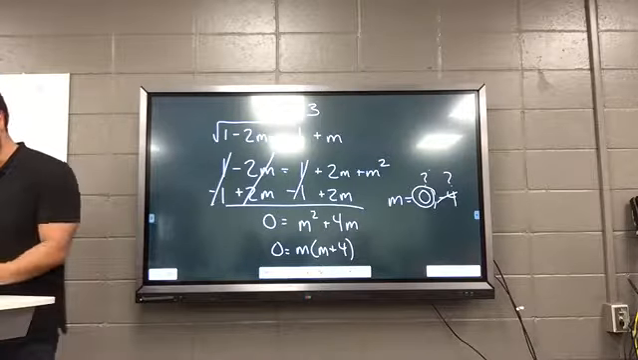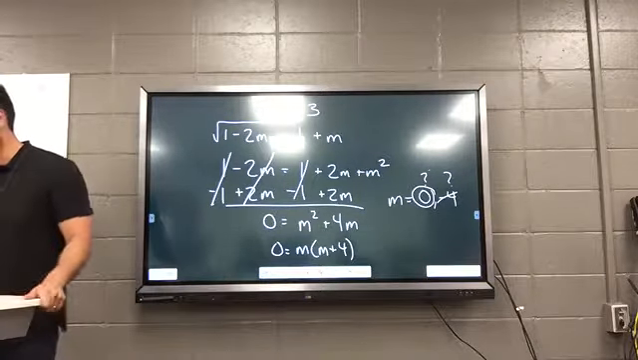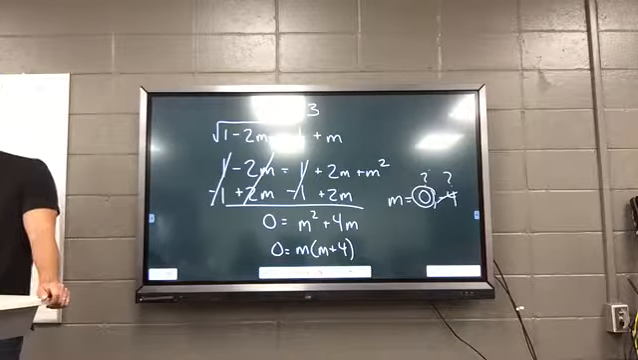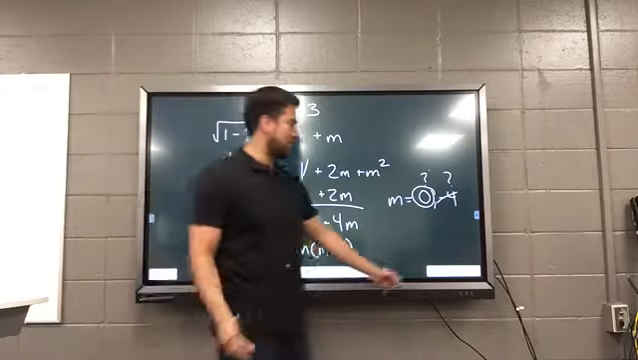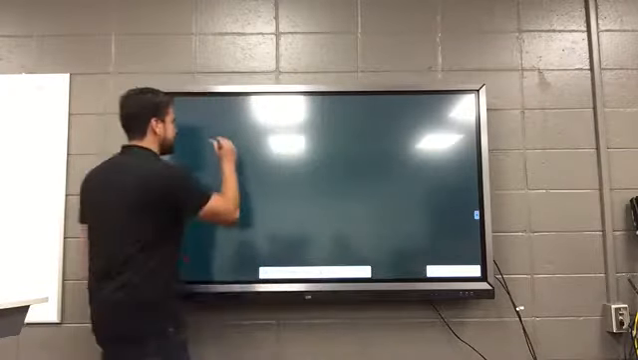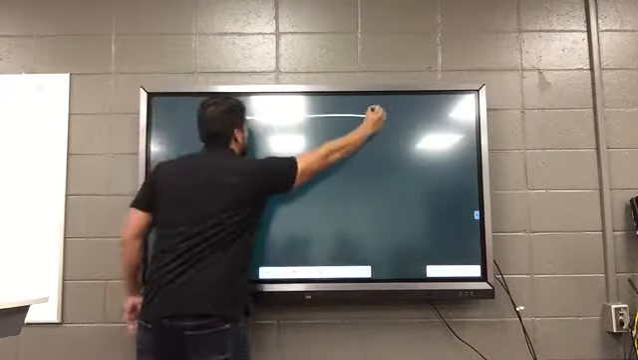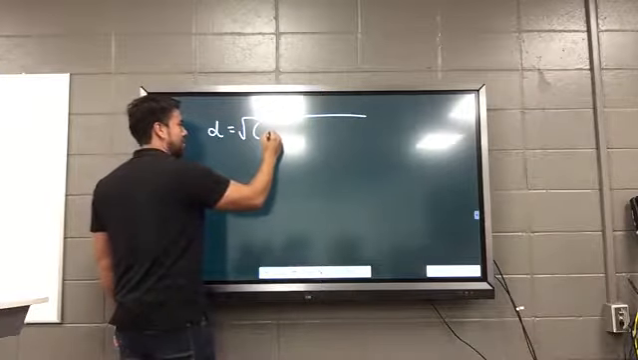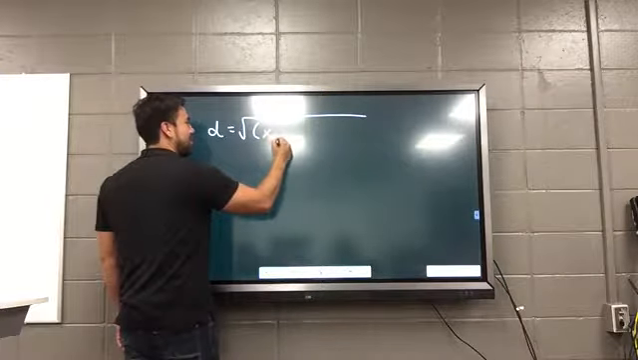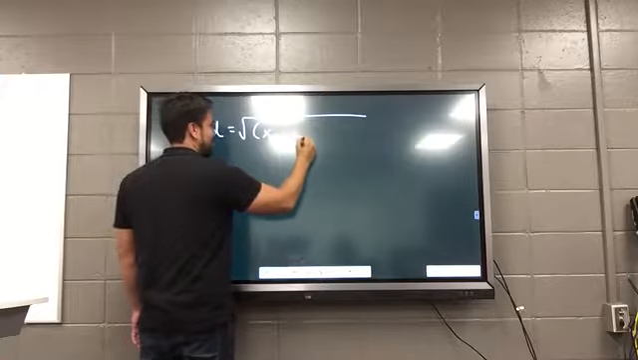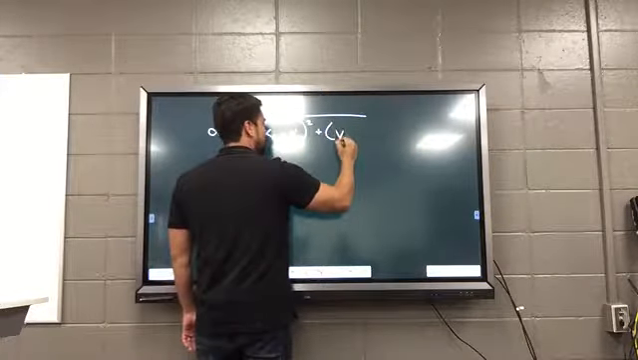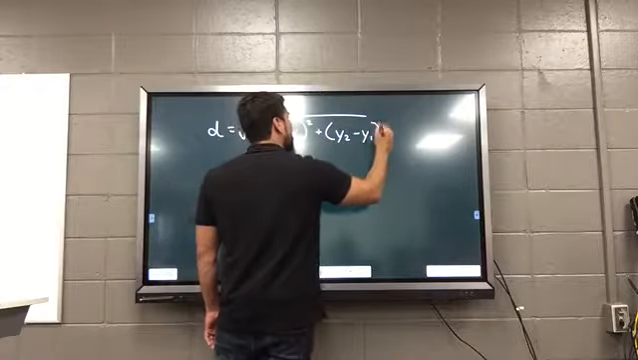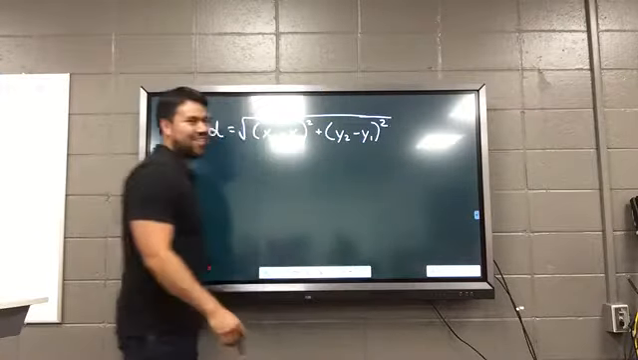Second to last one. Page 739. Hurry, go, now. All right, who knows the distance formula? Hayes. Square root of x sub 2 minus x sub 1 squared plus y sub 2 minus y sub 1 squared.